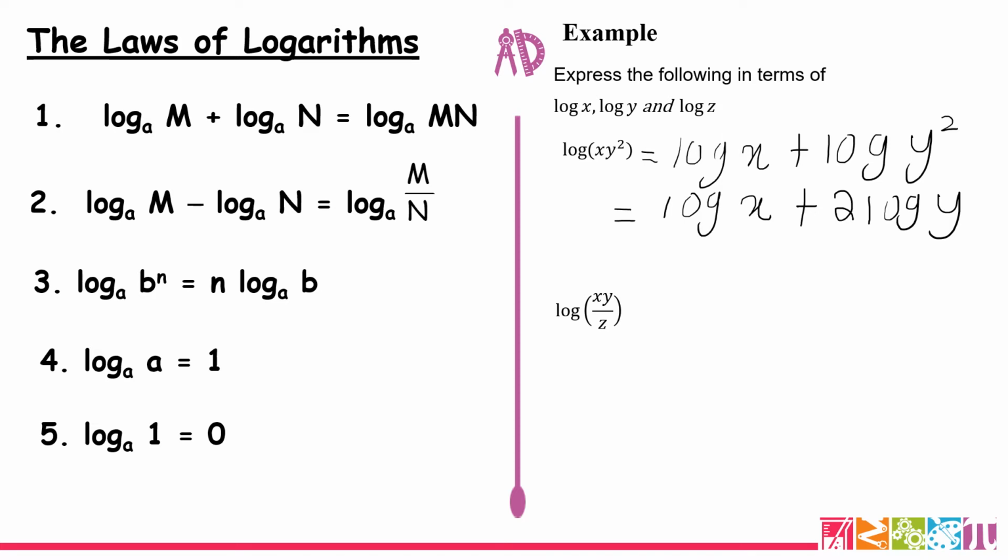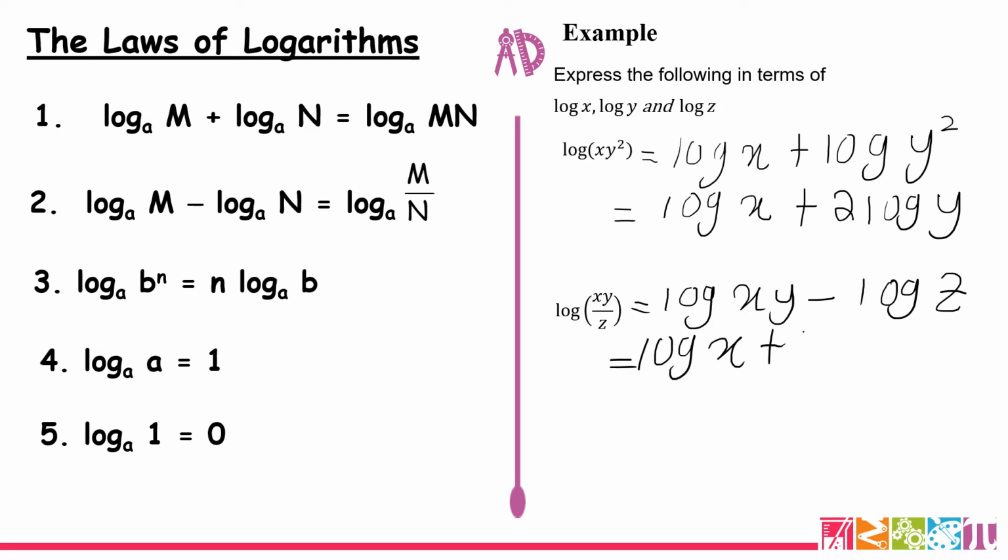Example number 2, log xy over z. To solve it, we refer to law number 2. Log xy minus log z. For the log xy, refer to law number 1. Log x plus log y minus log z. So here we have already expressed it in terms of log x, log y, and log z.